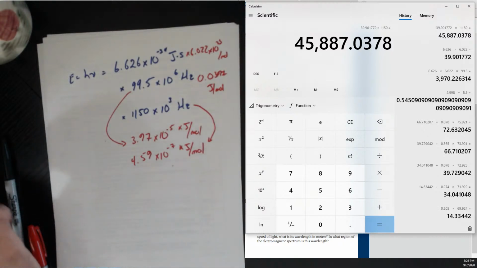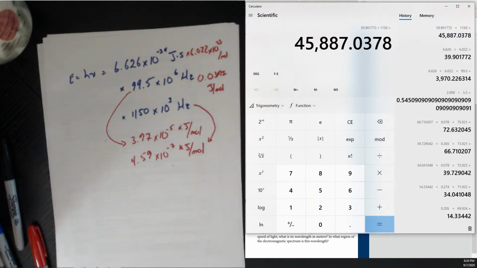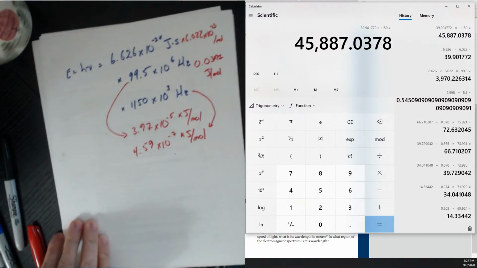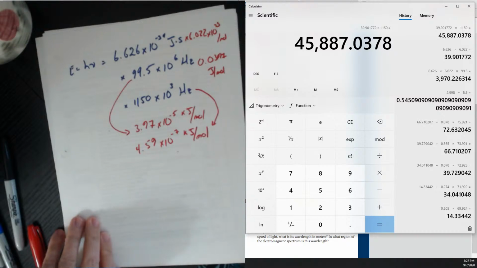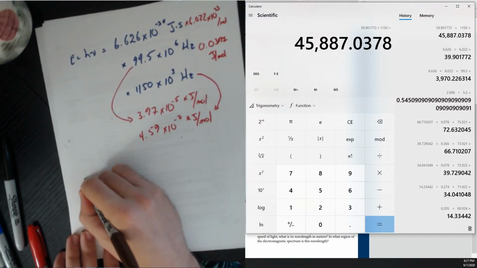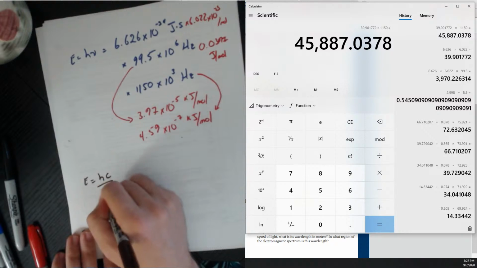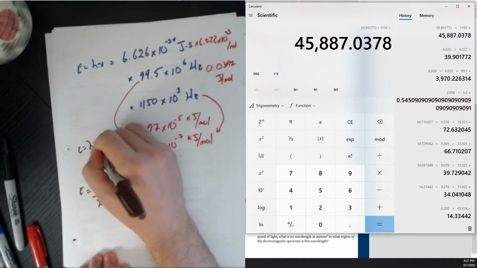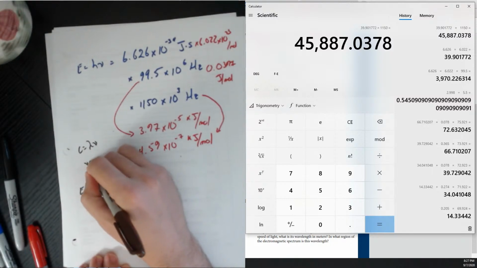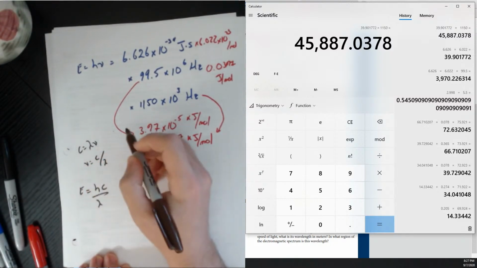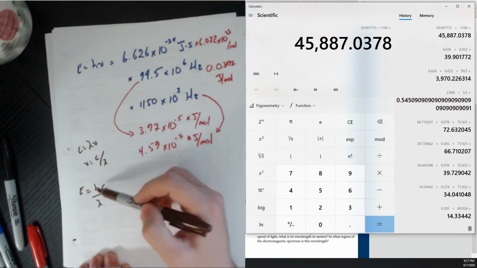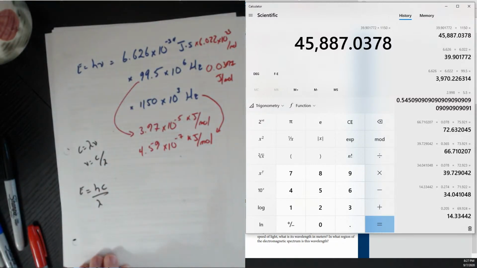All right, so let's do this one in brown. Once again, we're doing very similar math, but first we have to take into account that they gave us wavelengths instead of frequencies. In that case, it's just E equals hc over lambda, because c equals lambda nu, therefore nu equals c over lambda. If E equals h nu, we just plug in c over lambda for nu, so it gives us hc over lambda.